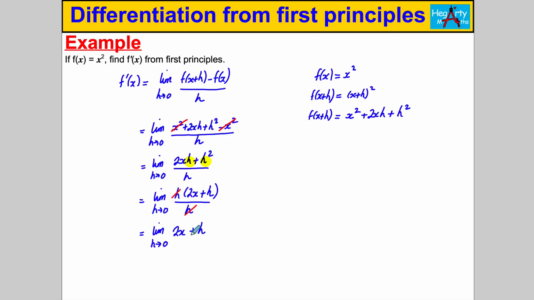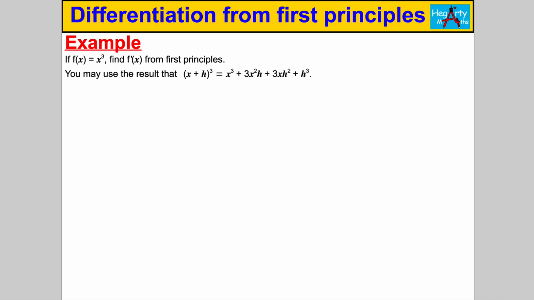Now, we've done all our algebra manipulation. We're down to our simplest expression. What happens when h becomes 0? Well, this bit here just becomes 0. So we're left with 2x add 0, which is just 2x. So the answer here is 2x. So f primed x, the gradient function, or the derivative, is equal to 2x when the original function was equal to x squared. And we're done. We found the gradient function from first principles.